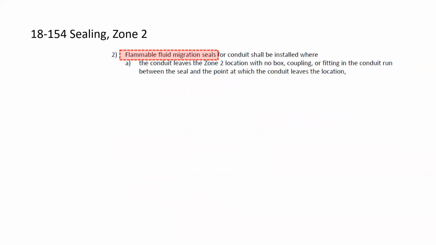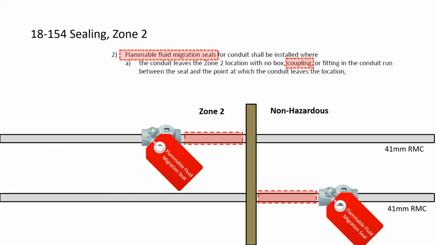Subrule 2 indicates the use of flammable fluid migration seals. The conduit leaves the Zone 2 location with no box, coupling, or fitting in the conduit run between the seal and the point at which the conduit leaves the location. So a flammable fluid seal, shown here, is permitted inside or outside the location, and you'll notice that it states very specifically, we are not permitted to have couplings within these locations.